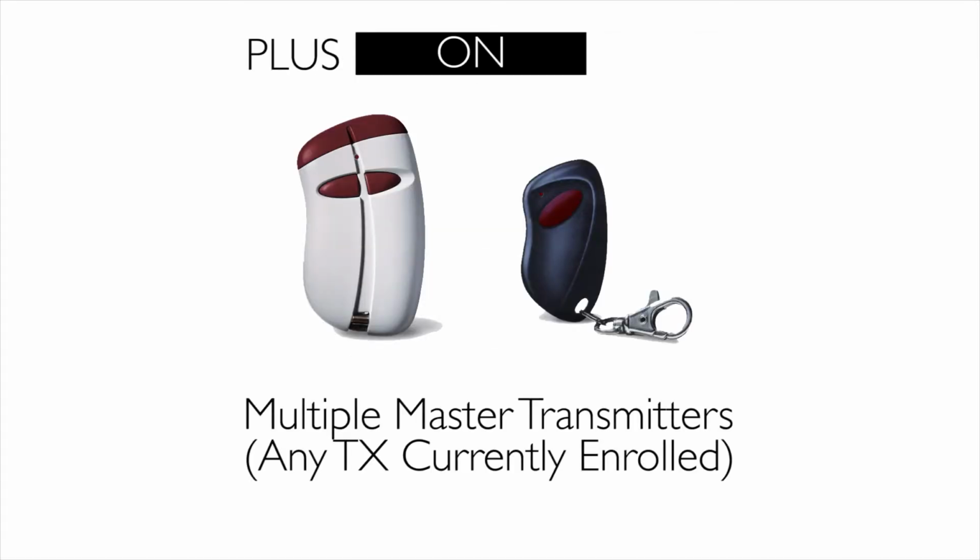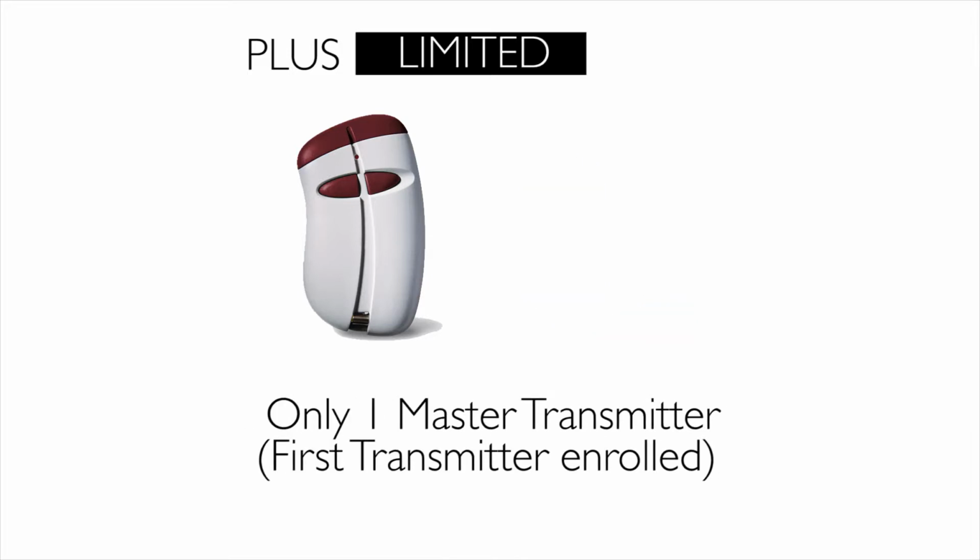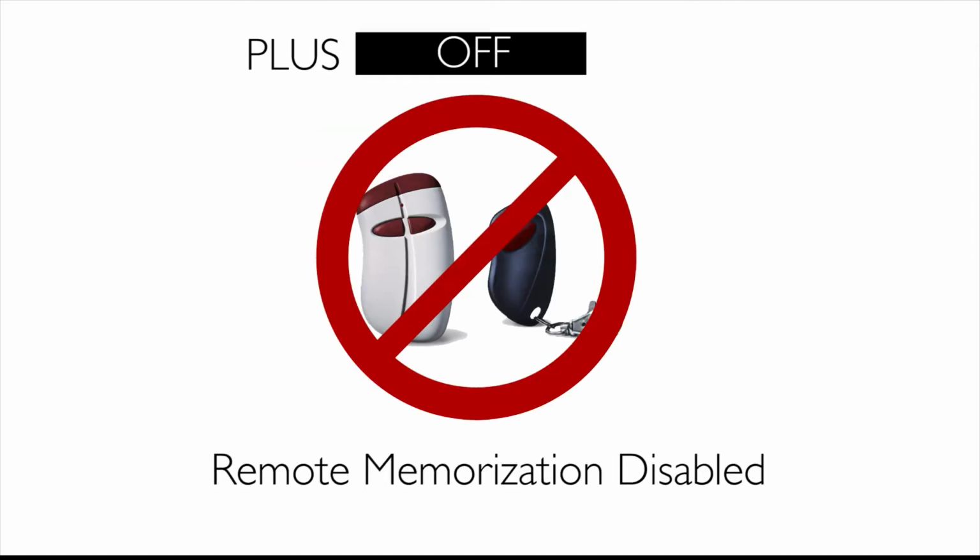With the Plus function set to on, any transmitter currently enrolled in the receiver can act as the master transmitter to add new remotes. With the Plus function set to limited, only one master transmitter is allowed to add new remotes. The master transmitter is the first transmitter enrolled into the receiver when the limited function is on. With the Plus function set to off, all remote memorization of transmitters is disabled.